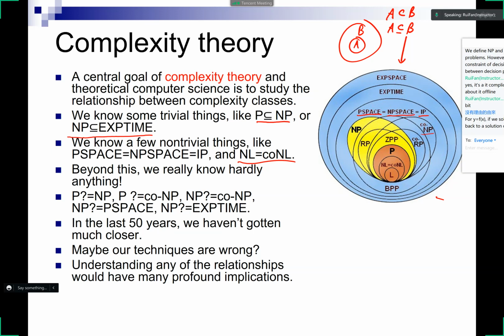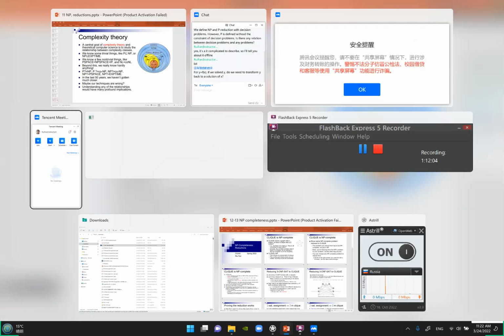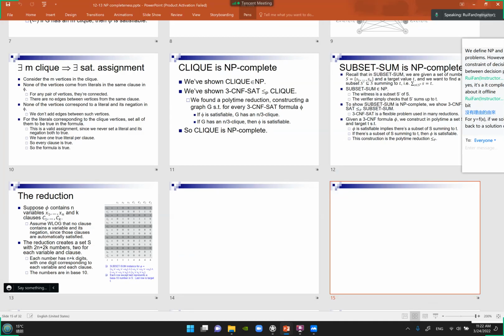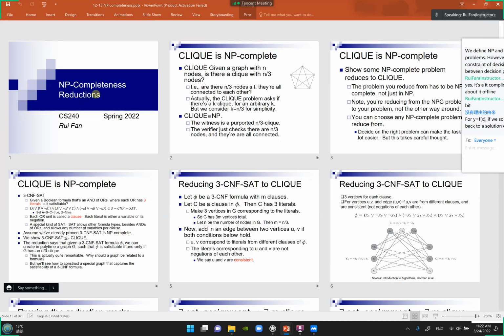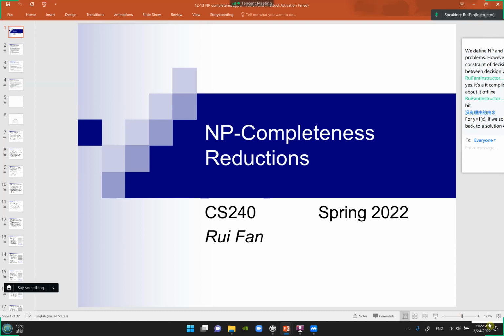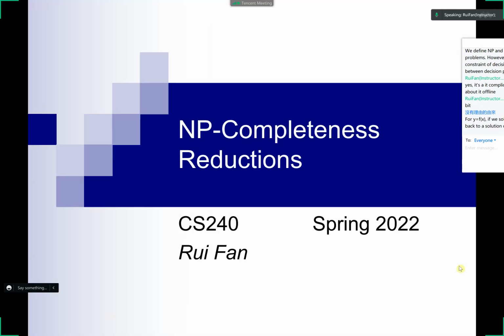Okay, so next we're going to move on to the next lecture. We're going to actually look at how to do some of these NP completeness proofs, and how to construct these reductions in order to show certain problems are NP complete.